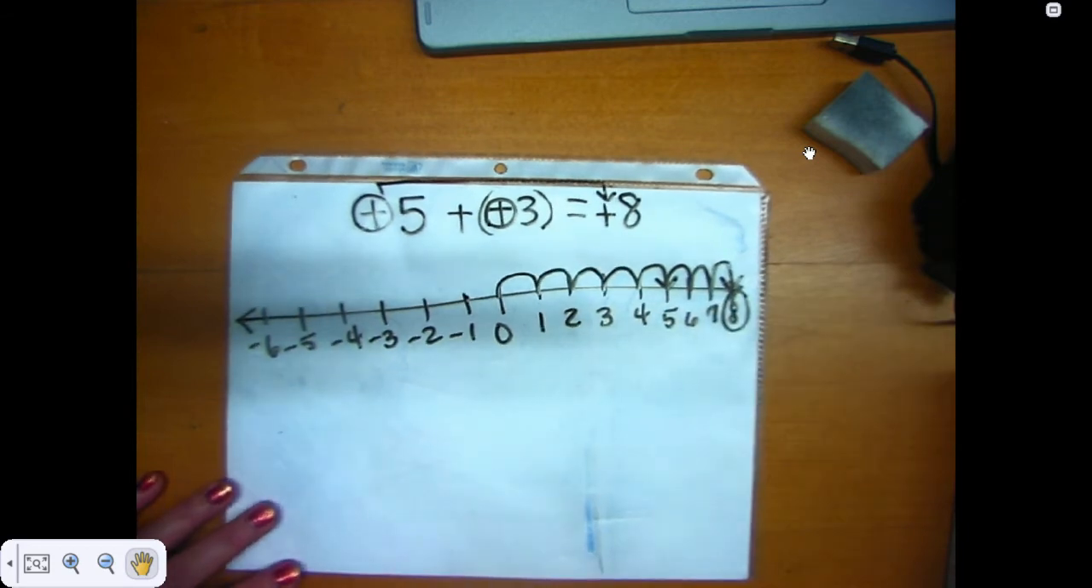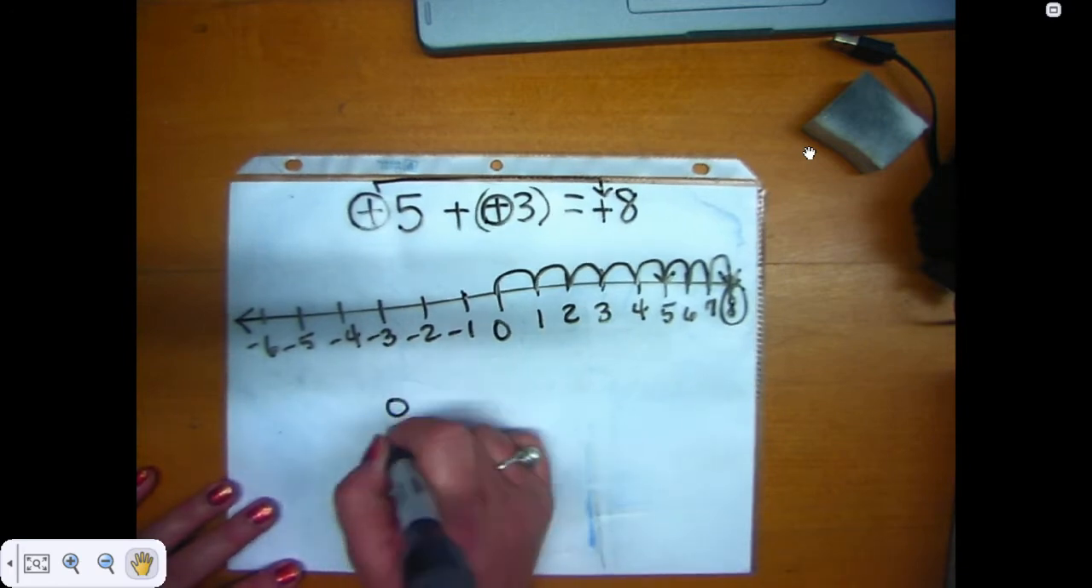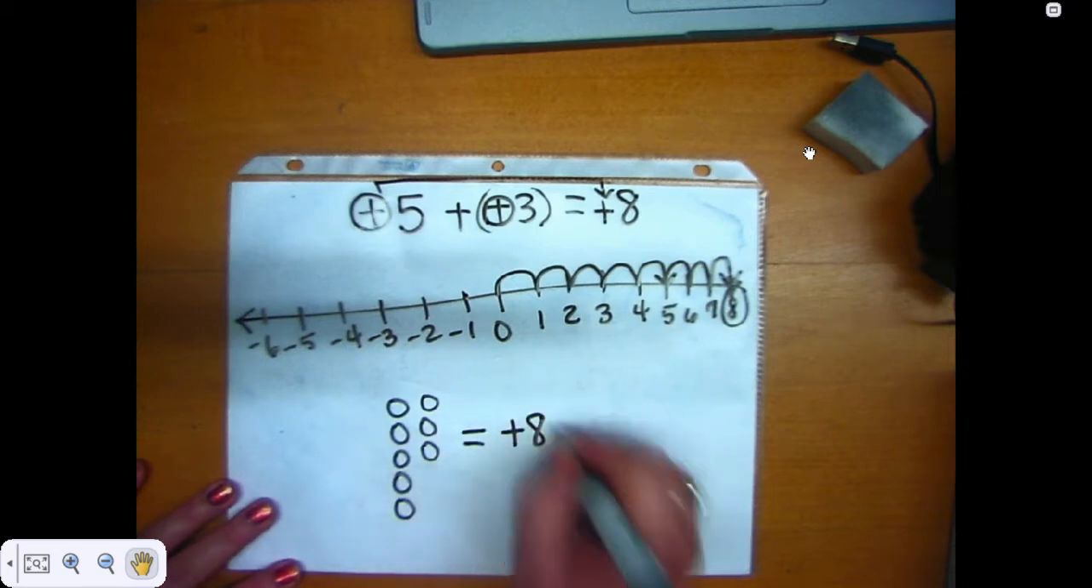Now, how would I represent this with counters? Well, instead of using my counters, I'm going to draw it because that's what I want you to do for your last test question. So I have positive 5, so I'm going to represent that with unshaded circles. So 1, 2, 3, 4, 5. So those would represent my yellows. And I'm going to add positive 3. 1, 2, 3. All of my counters are the same color, so that means I'm just going to add them, and that equals positive 8.